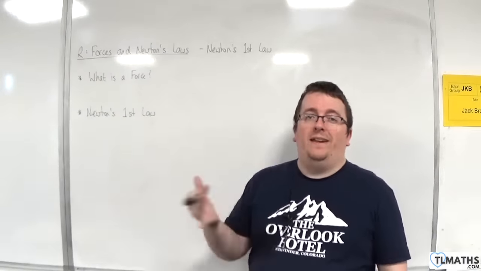So taking to the right as positive, we've got 30 cosine 50, take away 10. Okay, so bung that into your calculator, 30 cosine 50, take away 10, and we get 9.2836 to four decimal places. And then I'm going to take upwards as positive, and I get 30 sine 50, take away 20.